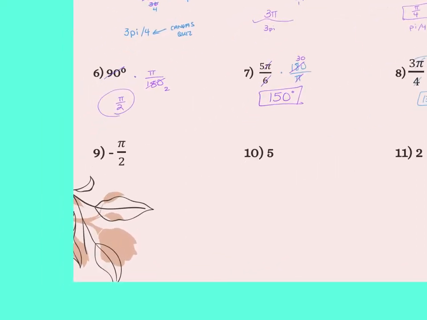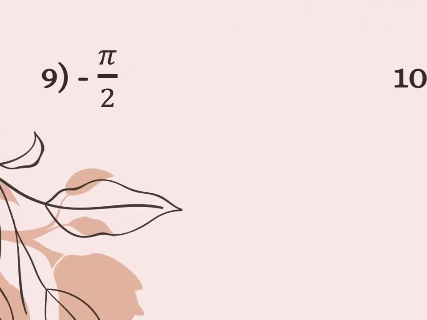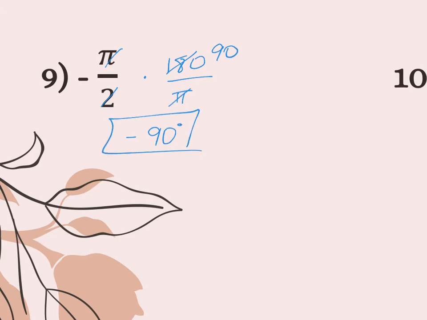All right. 9, negative pi over 2. What's one way to do it? Times 180 over pi. Pi is canceled. 2 goes into 180 90 times. I get negative 90. The other way is that's going to be a quadrant angle. So you can get to know it. Yep. Just don't forget your negative.